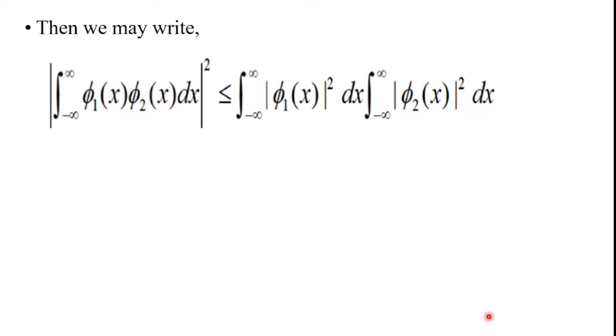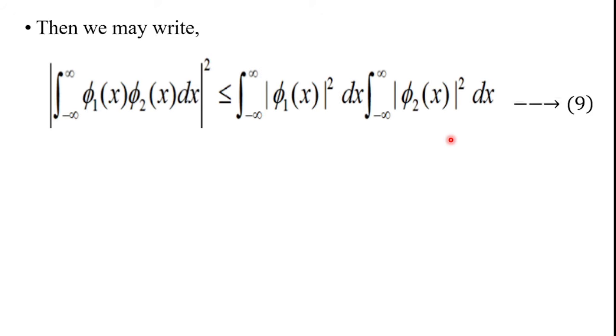Then we may write the Schwarz inequality statement. Magnitude of integral minus infinity to infinity phi 1 of x phi 2 of x dx whole square is less than or equal to integral minus infinity to infinity magnitude of phi 1 of x whole square dx into integral minus infinity to infinity magnitude of phi 2 of x whole square dx. And this is the mathematical expression of the Schwarz inequality theorem.